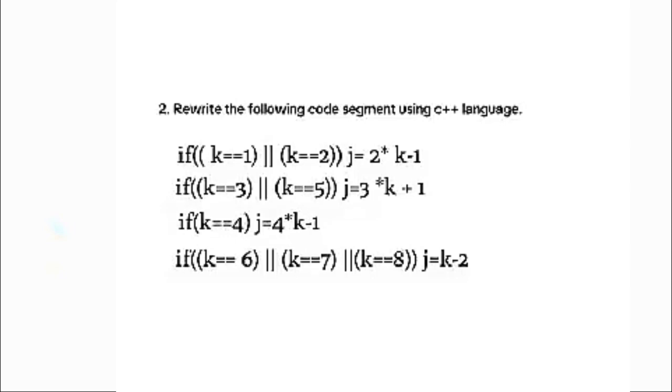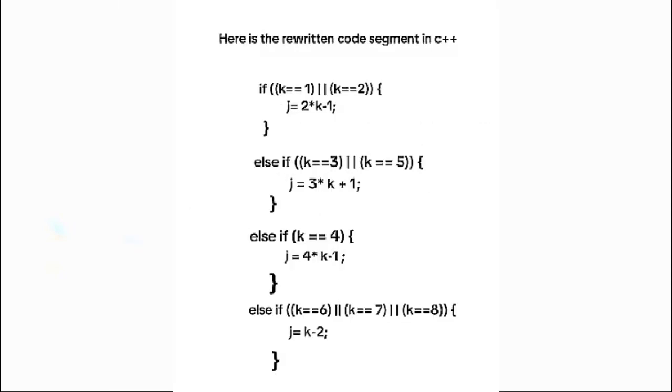Rewrite the following code segment by using C++ language. The first condition, if key is 1 or 2, calculate g as 2 times key minus 1. The second condition, if key is 3 or 5, calculate g as 3 times key plus 1. And the third condition, if key is 4, calculate g as 4 times key minus 1. And the last condition, if key is 6, 7, or 8, calculate g as key minus 2.